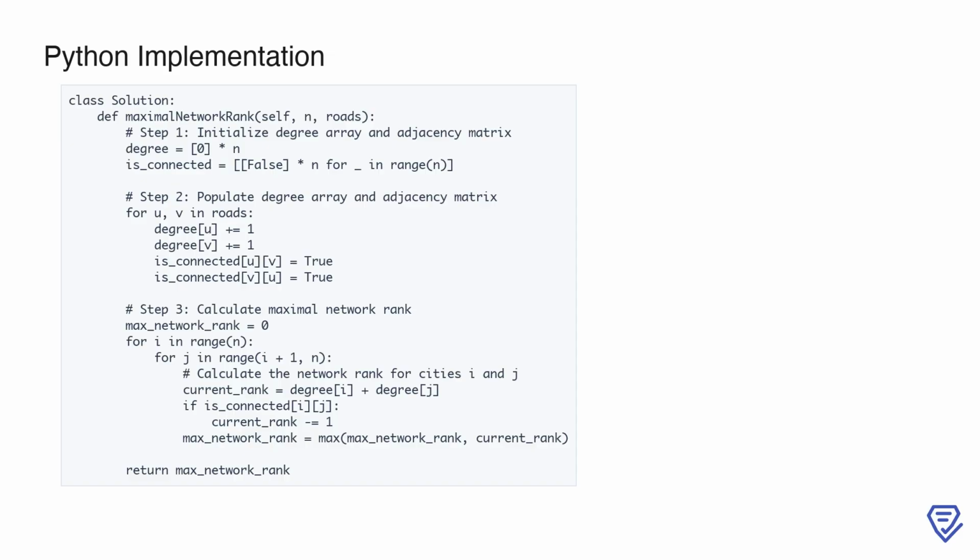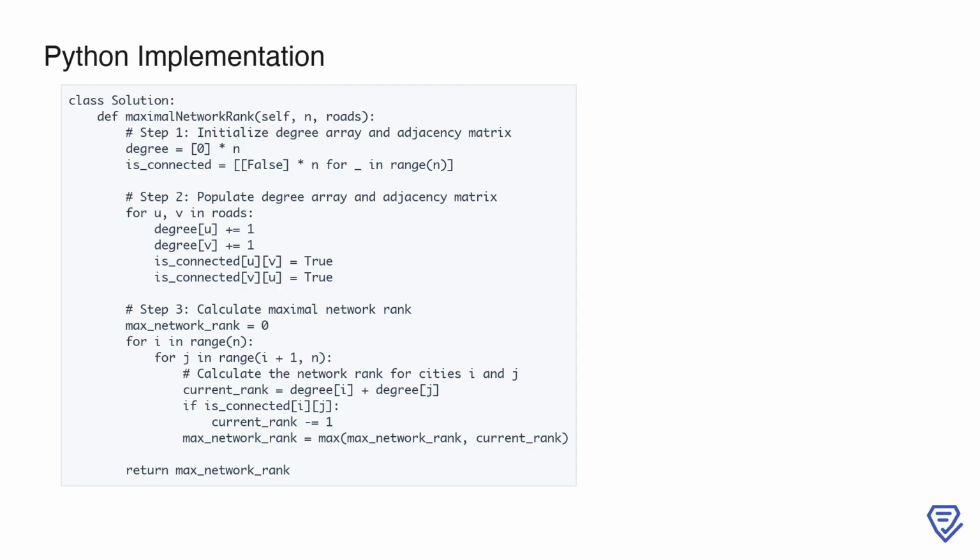Explanation. 1. Initialization. A degree array is created to keep track of how many roads are connected to each city. A 2D list, is_connected, serves as an adjacency matrix to mark direct road connections between pairs of cities. 2. Populate degree and adjacency matrix. For each road (u, v) in roads, increment the degree of both cities u and v, since a road connects them. Update the adjacency matrix is_connected to mark that a direct connection exists.